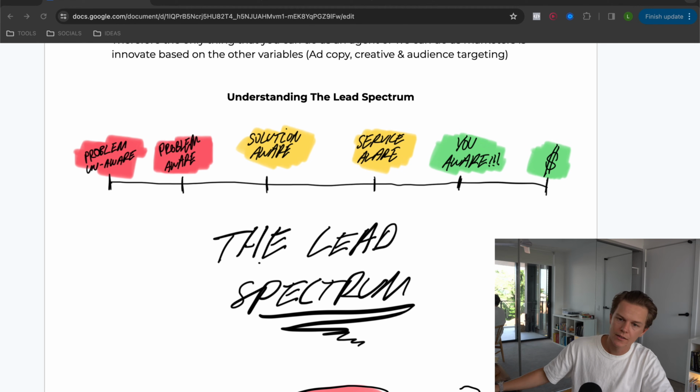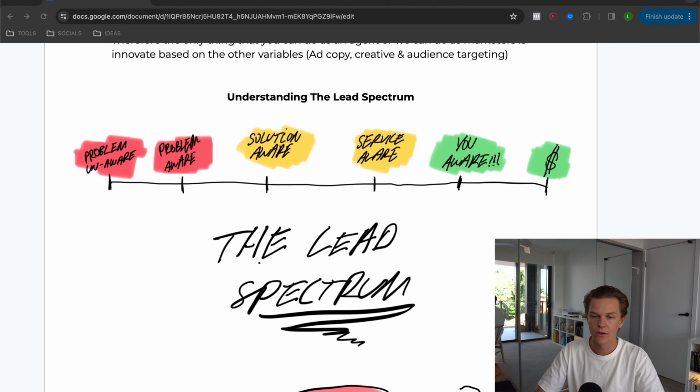Then you aware is some of the most qualified leads out there. These would be people that are probably already in your pipeline. They already know about you and they're already considering working with you as an agent. Or if we're a marketing agency, it would be a real estate professional that is actively seeking and speaking and doing their research with other marketing agencies. And then the very last step is obviously a sale and a converted customer. So that is the lead spectrum.